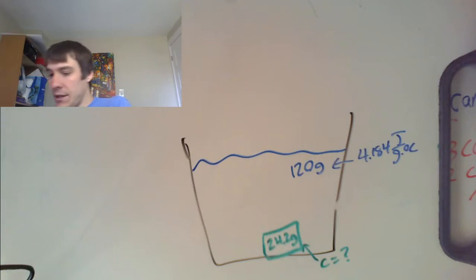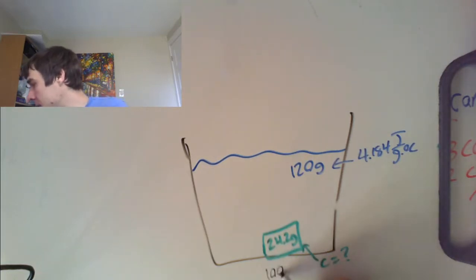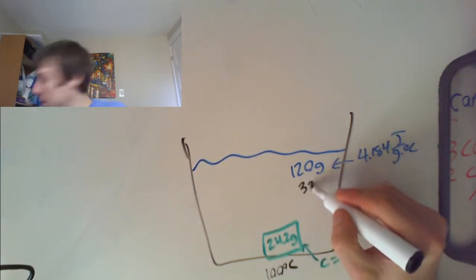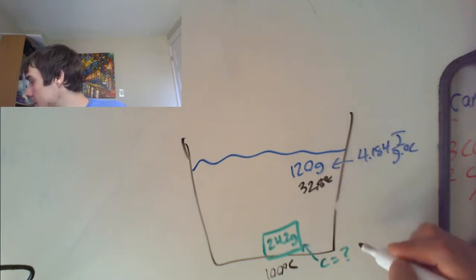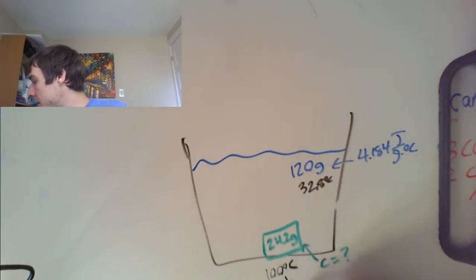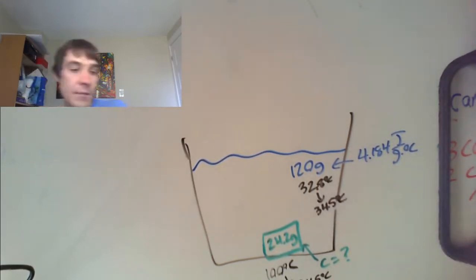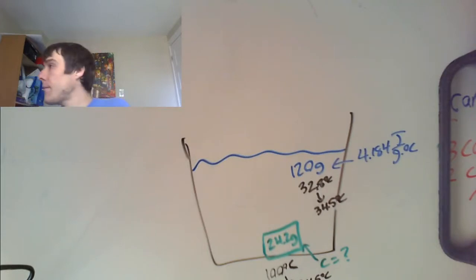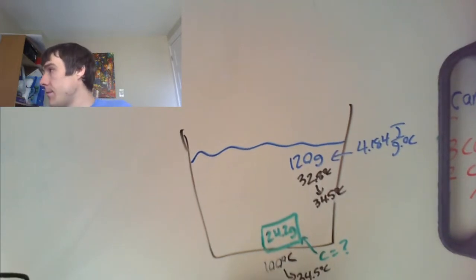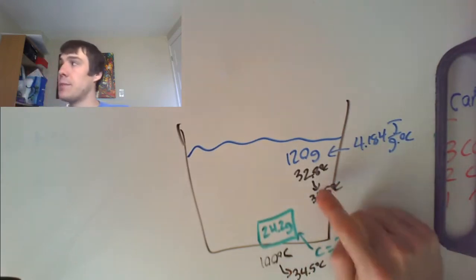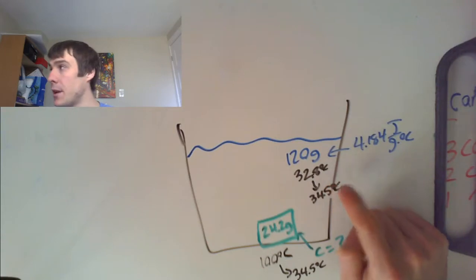But we know that it started at 100 degrees Celsius. So the metal block started at 100 degrees Celsius, and the water started at 32.8 degrees Celsius. The metal block went to 34.5 degrees Celsius. The water went to 34.5 degrees Celsius. So the question becomes, why did this lose so much temperature, but this only gained a little bit of temperature?